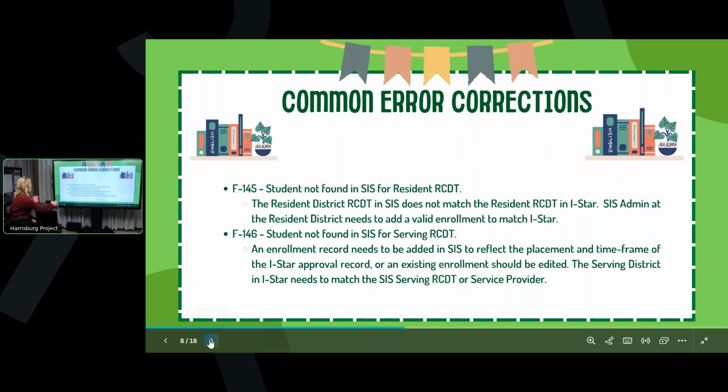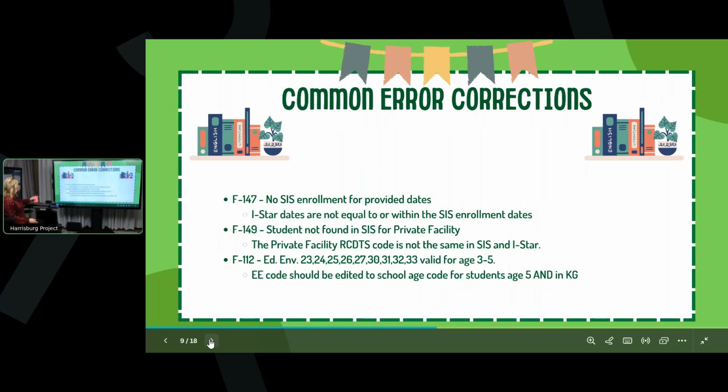We have some 146s right now, but we have a lot of 147s. And 149s. So the 147 and the 149 I saw a lot of yesterday. The iStar dates are not equal to or within the SIS enrollment dates. And then the second one, 149, is the one that we just had a question about.